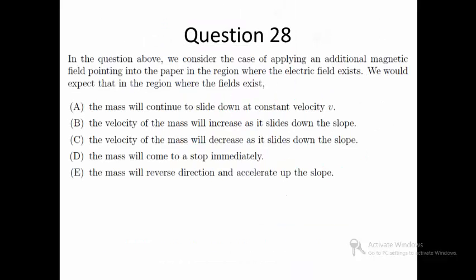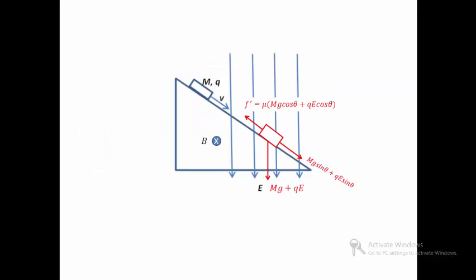Question 28 discusses a similar scenario, but this time a magnetic field is also present. By using the left-hand rule, one can easily identify the direction of the magnetic force is opposite to the normal force the mass exerts on the slope. As a result, the net normal force will decrease, and this also implies the friction will also decrease.